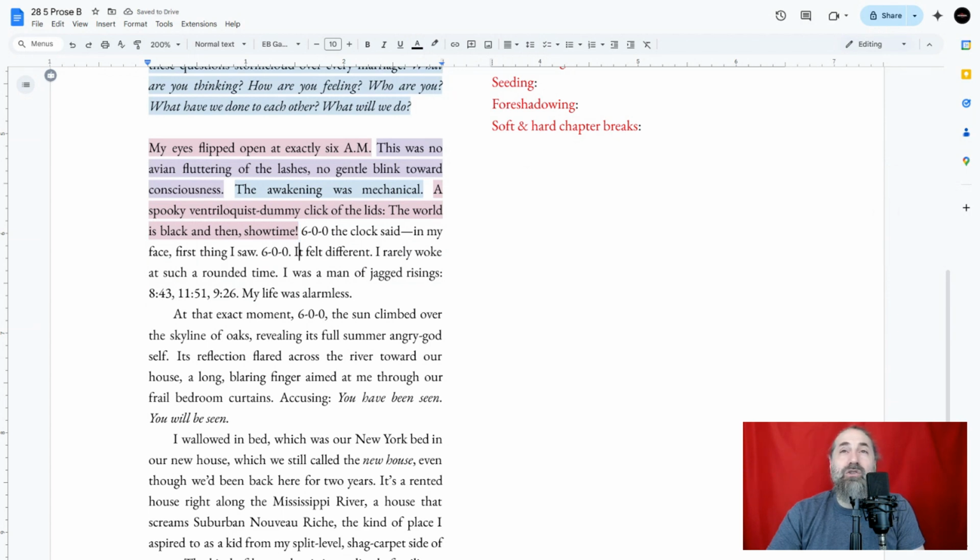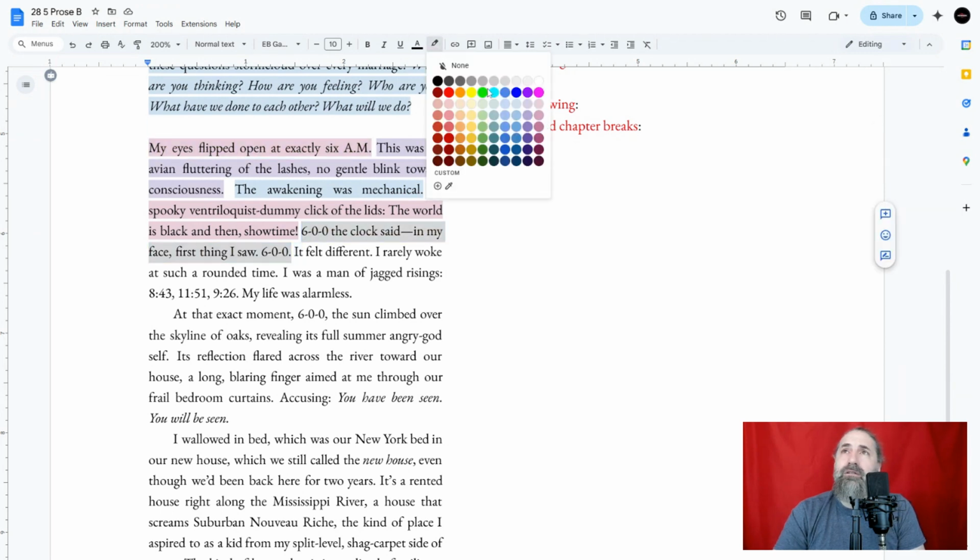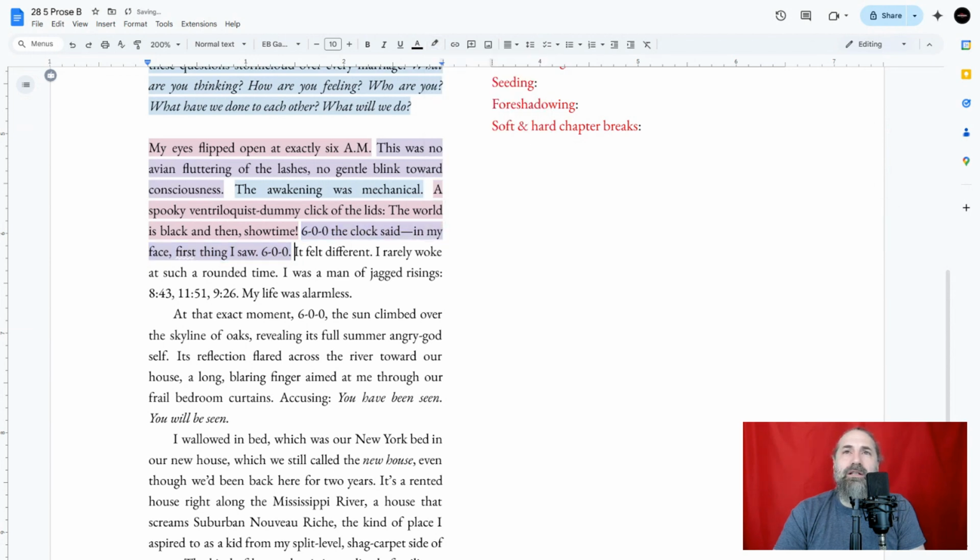Okay. So the spooky part is all character, because of the way he's describing himself and the way he sees himself in that situation. This is the only plot so far, right there. Technically this is world building, because it's establishing that they have a 6 o'clock. "6 o'clock, the clock said in my face. First thing I saw, 6 o'clock."